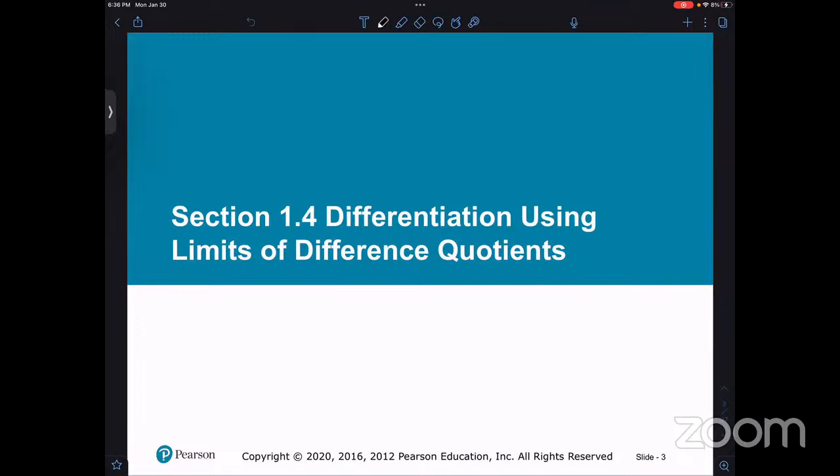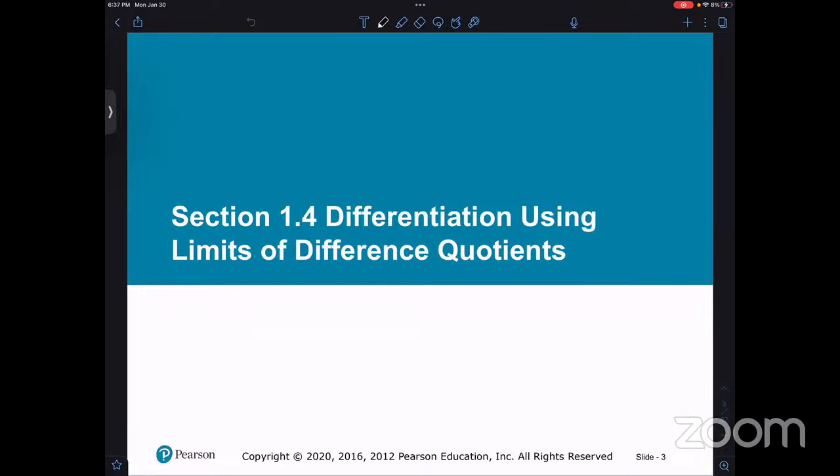So now what we want to do, we want to say, okay, now as that change gets smaller and smaller and smaller, that forces that second point to get closer and closer and closer to the first. That gives us a better and better approximation. We're using the slope of the secant line to get a better and better approximation of the slope of the tangent line.